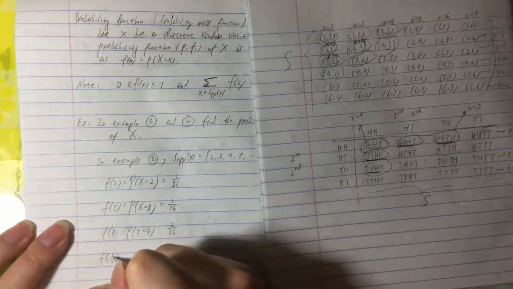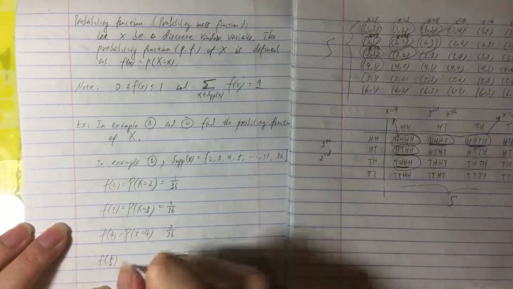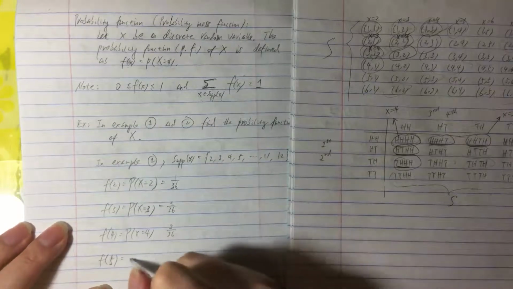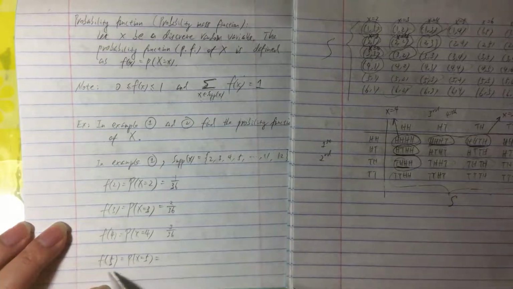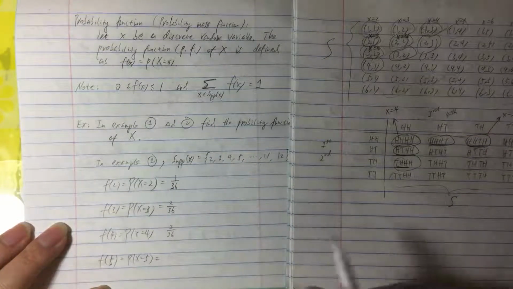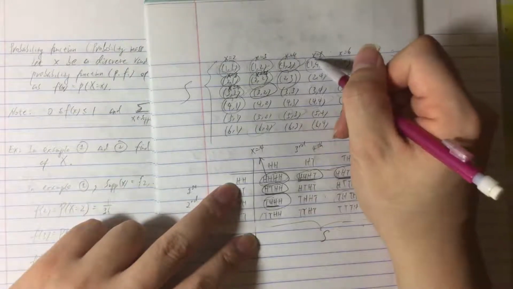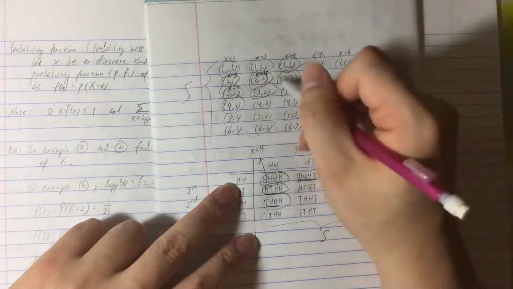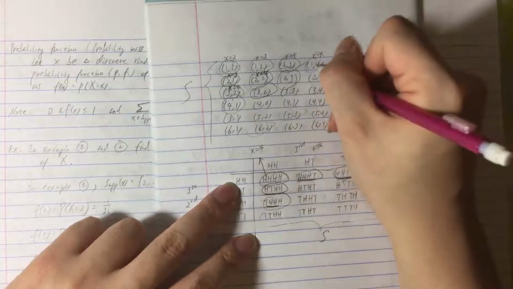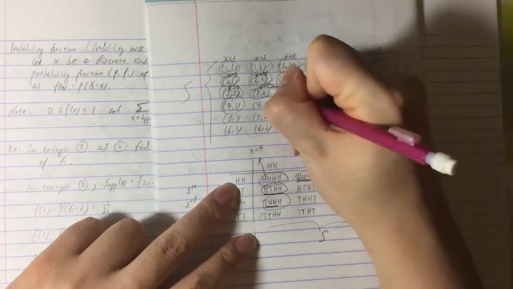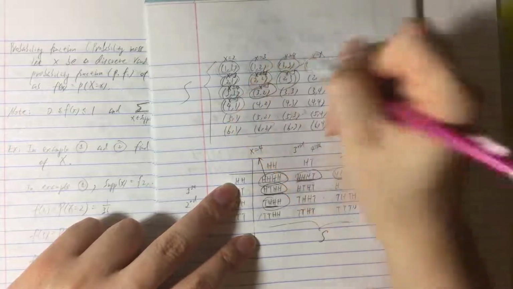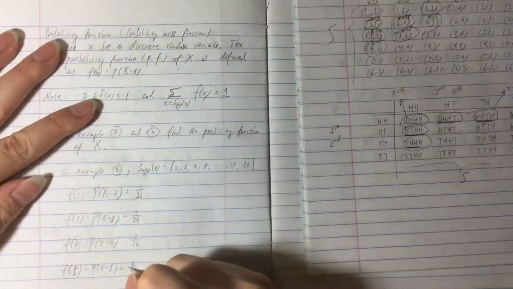f of 5. f of 5 is the probability that X equals 5. X represents the sum. So (1, 4), (2, 3), (3, 2), (4, 1). For these 4 outcomes, x is 5. That's 4 out of 36.